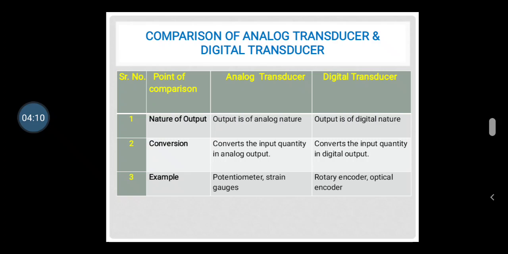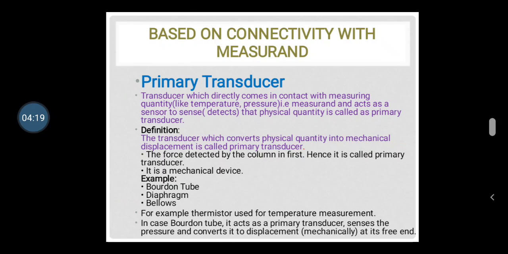Now, the next classification of the transducer is based on the connectivity with the measurand. Based on the connectivity with the measurand, meaning how much connectivity with the input, two types of transducer depend on that. They are the primary transducer and the secondary transducer. A transducer which directly comes in contact with a measuring quantity, like temperature or pressure, and acts as a sensor to sense and detect that physical quantity is called a primary transducer. Primary transducer means only one transducer that is in direct contact with the measurand.